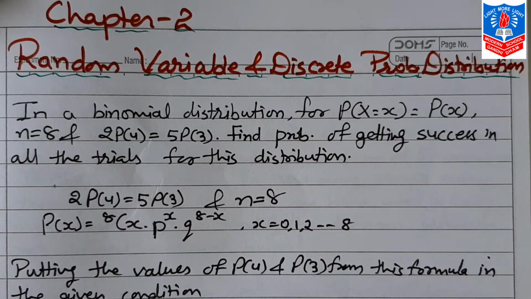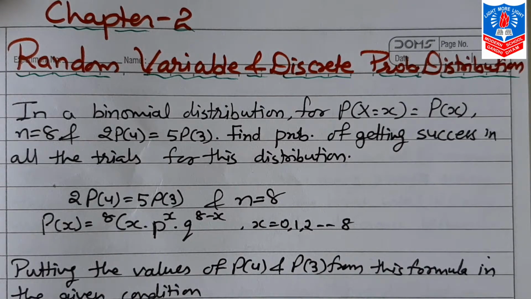Good morning students. Welcome to the 5th session of the 2nd chapter, that is random variable and discrete probability distribution. This is the last session of this chapter, in which we will do short sums of 3 marks. Now the question is given this way.